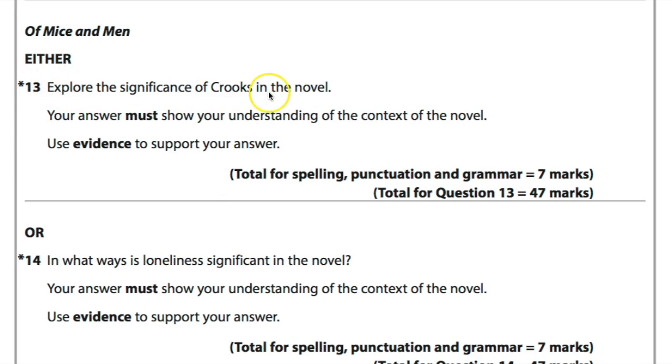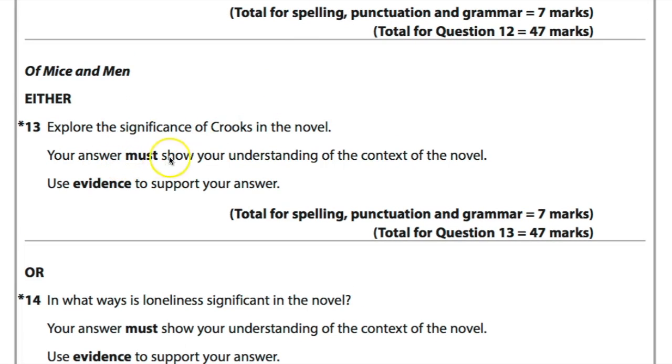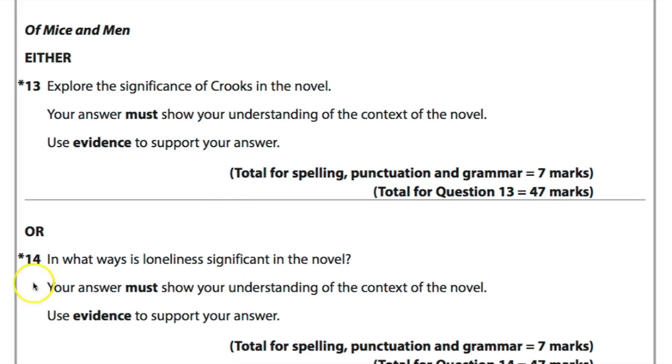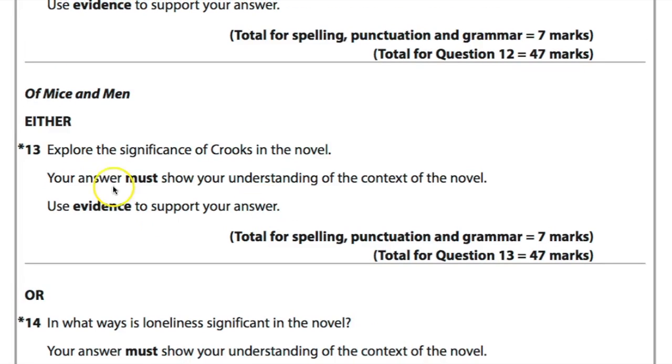Explore the significance of Crooks in the novel. Your answer must show your understanding of the context of the novel. Use evidence to support your answer. So this is the question. You could also answer question 14, but remember, don't answer both of them, only answer one. So this is what we're going to be focusing on.